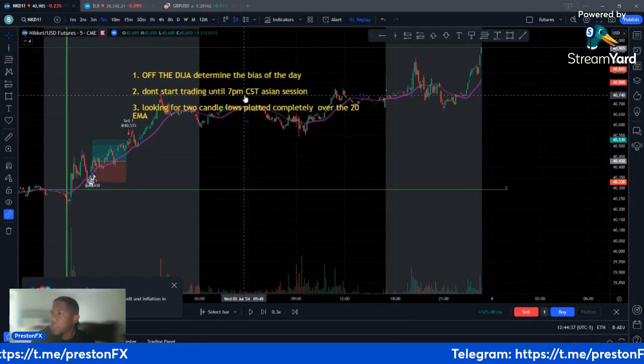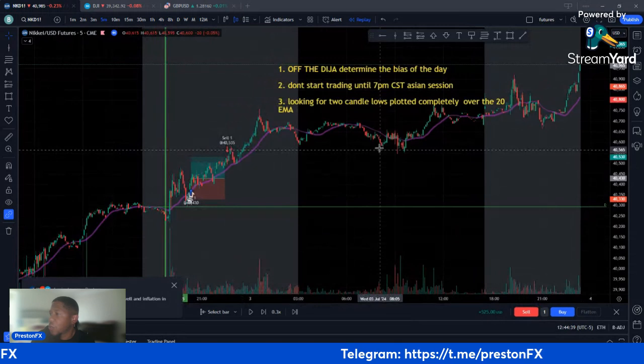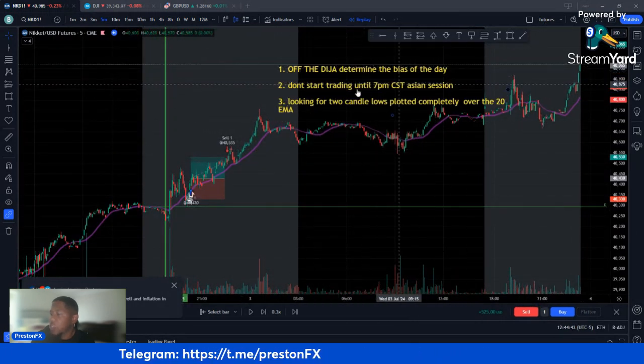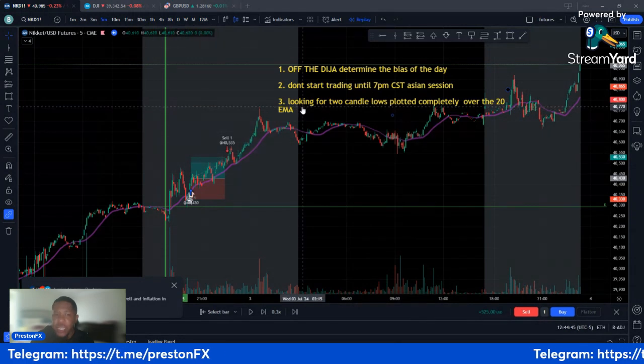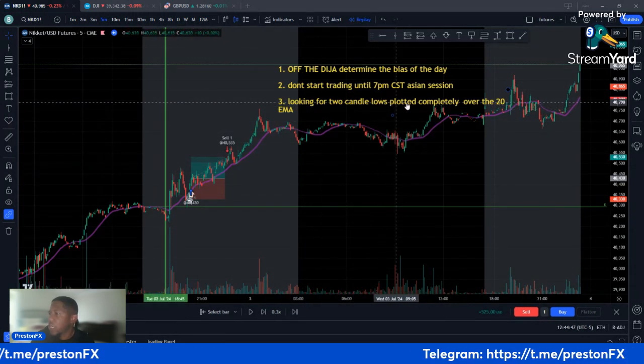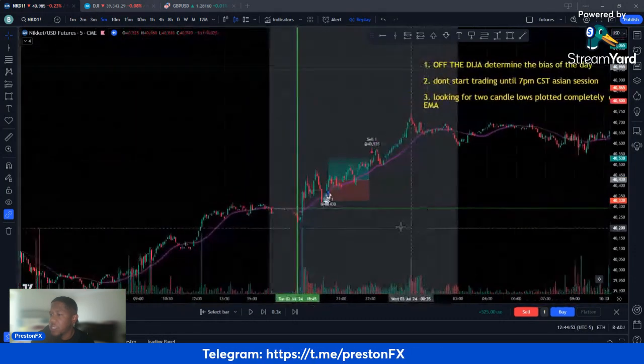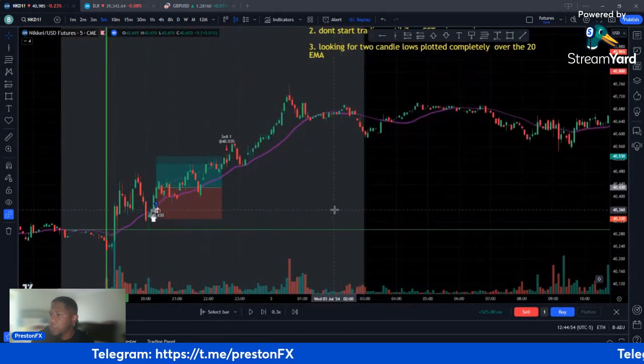All right, my bad, I had to take a phone call. So as you can see, off the DJIA we determined the bias for the day. Don't start trading till 7 p.m., Asian session. Looking for two candle lows plotted completely above the 20 EMA. As you can see right here, let's dive into it.